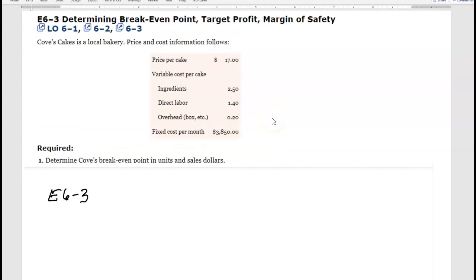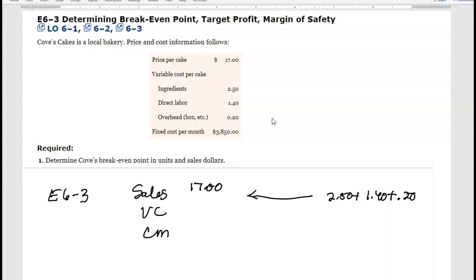All right. So let's set up our thing. Sales, variable cost, contribution margin. Our sales is $17 a piece. Our variable cost is $2.50 plus $1.40 plus 20 cents, and that would be $4.10. So that makes our contribution margin $12.90. And this is per unit.